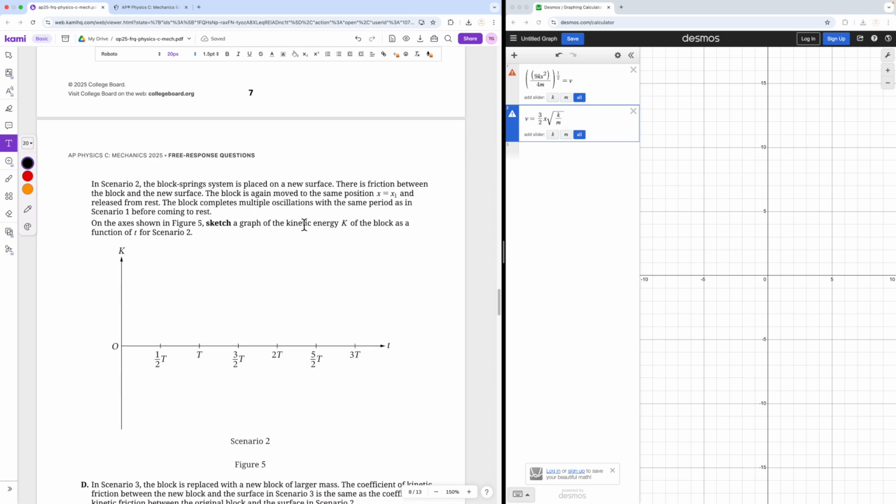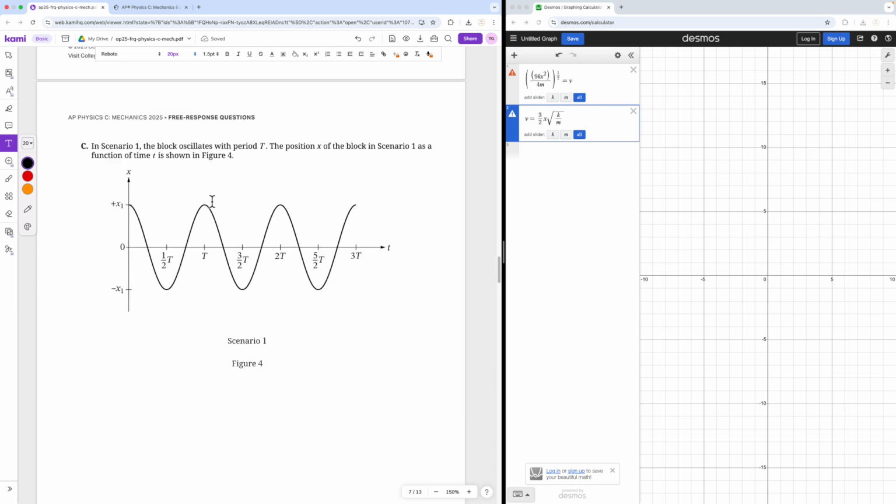So how's our kinetic energy graph going to look like? Well, let's just look back here for a second. We can notice that this function over here looks like a cosine graph. So if I took the derivative, that means the velocity function is going to be a sine graph.